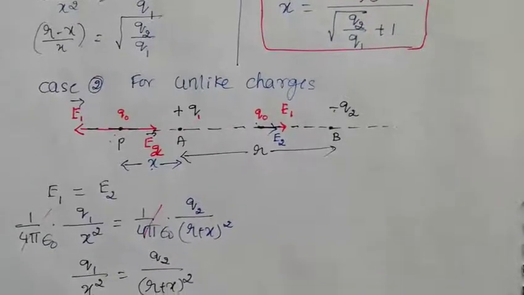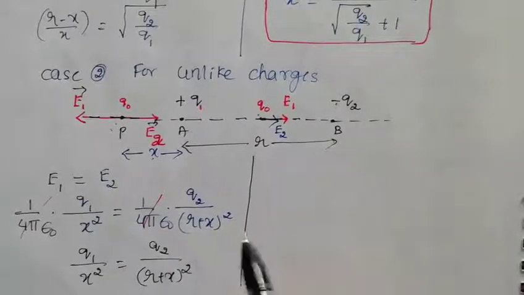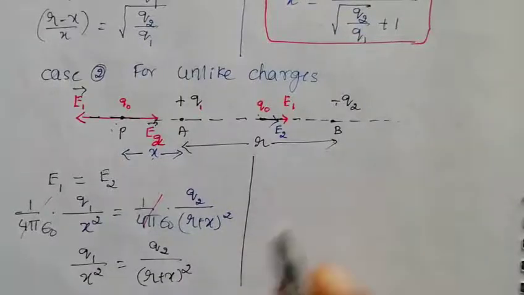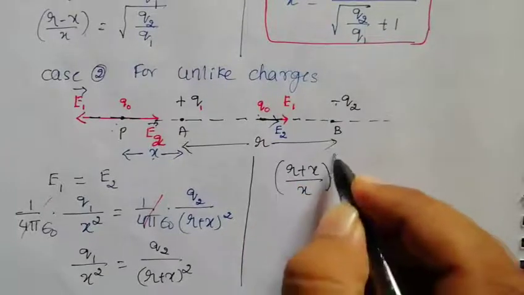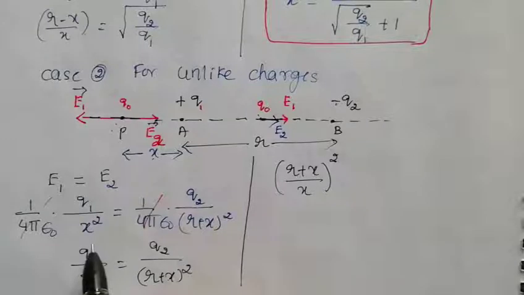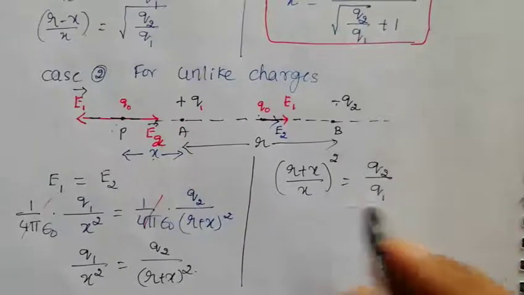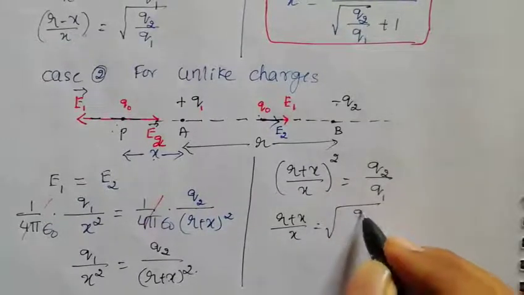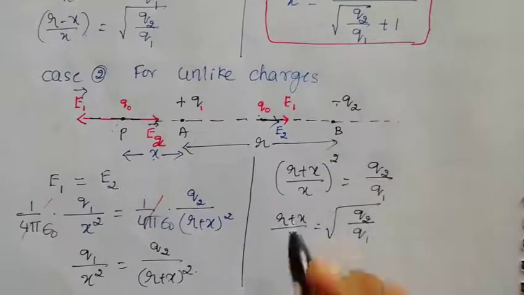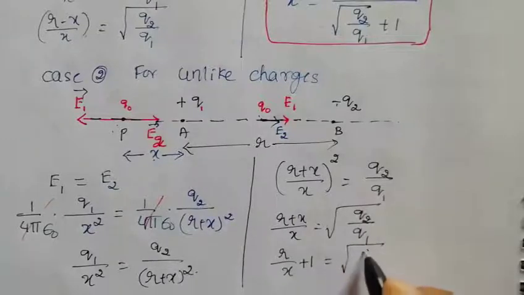Now we need to simplify this portion, as we need the value of X. Finally, taking it to the left hand side, since square and square are there, R plus X by X whole square is equal to Q2 by Q1. So I can write R plus X by X equal to the square root of Q2 by Q1. That is R by X plus 1 equal to the square root of Q2 by Q1.